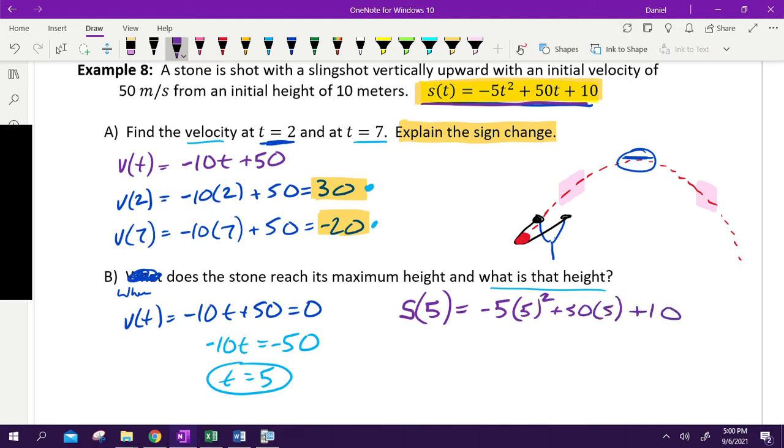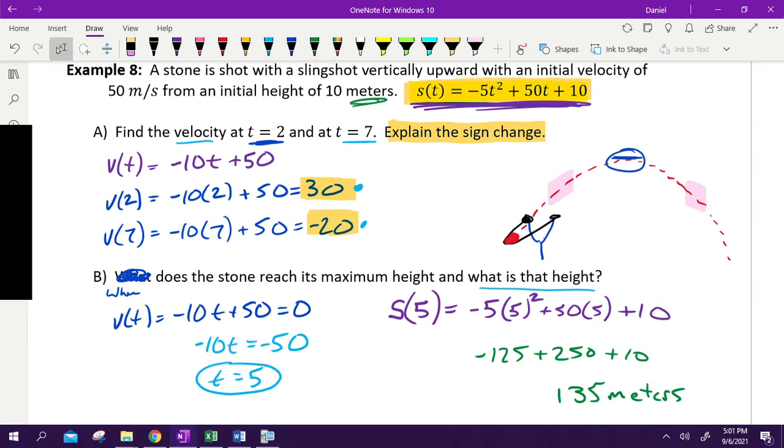So I just took 5 and plugged it back into my position equation because I want to talk about height. I want to talk about its position. So then I could just do that. This is -5 times 5 squared, 25. That's -125 plus 250 plus 10. I get 135. My units would be meters because I'm measuring height. So again, just understanding velocity, when does something reach its maximum height, all those good things.